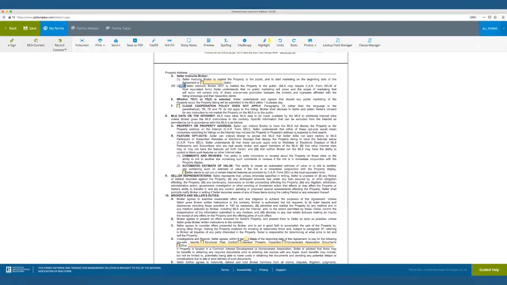About MLS data on the internet, I do want to point out that data is really important to us. How do we do comps? We do comps by other solds. So if things are excluded from the MLS, we're not going to see those properties.